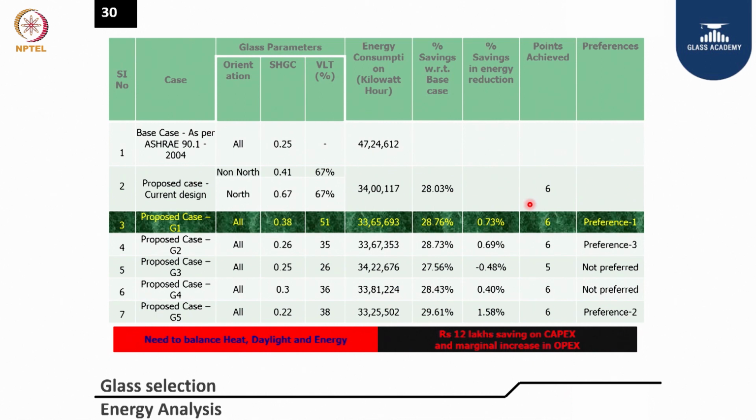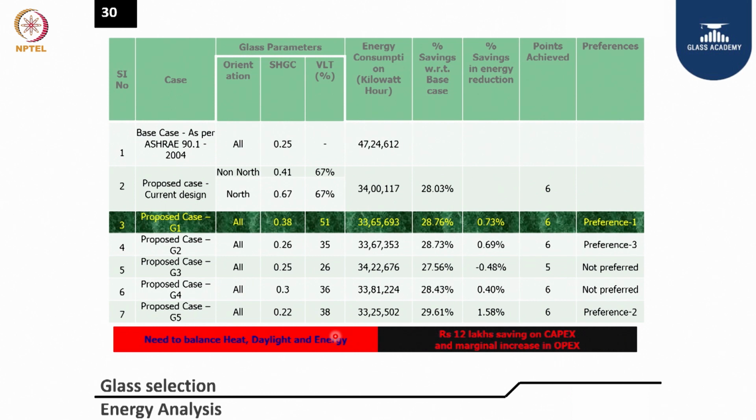Then why do I need to go for stringent glass, 0.25 or 0.26, where the energy difference is hardly anything, 28, 28.73, 76. So there is no major difference. I relax the glass to go for 0.38 to optimize the overall investment cost without compromising on the energy performance and daylighting. This is how the balancing of heat, daylight and energy parameters is to be considered for a building.